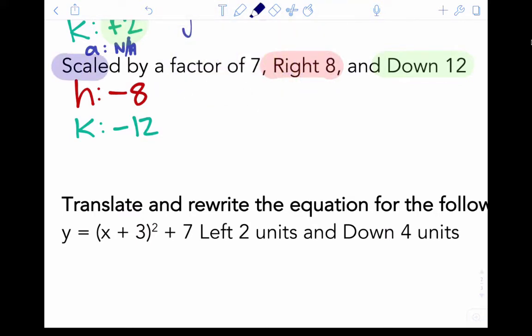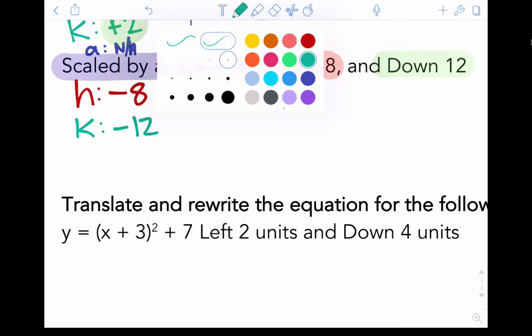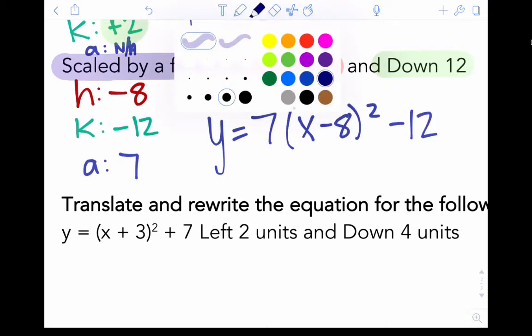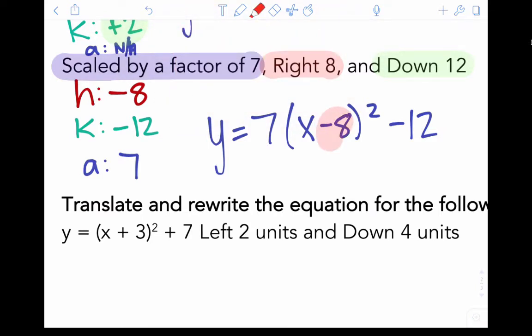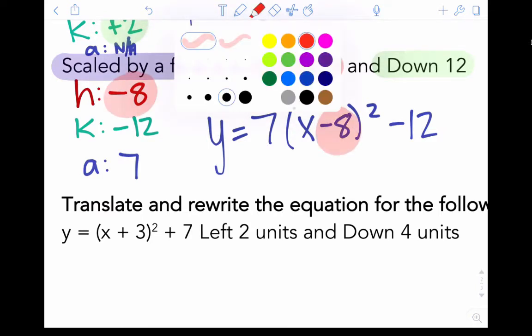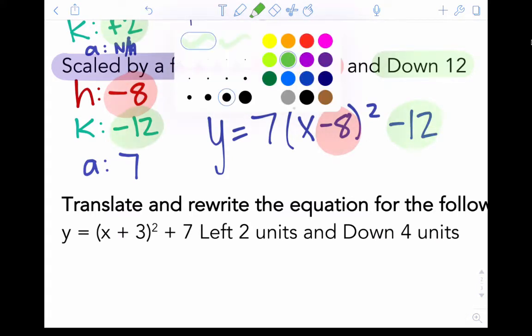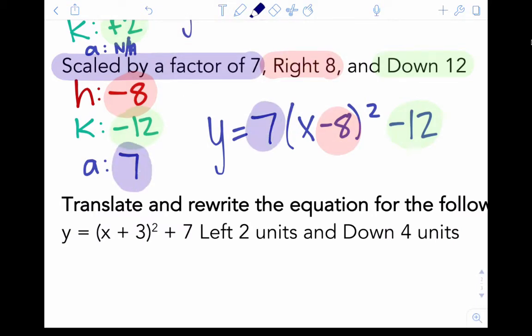And lastly, I am scaled by a factor of 7, which means when I'm talking about scale factor, that would be multiplication. So now I'm multiplying by 7. So my equation is going to be y equals 7 times the quantity x minus 8 squared minus 12. That minus 8 comes from my h. The minus 12 comes from my k. And that 7 comes from my a.